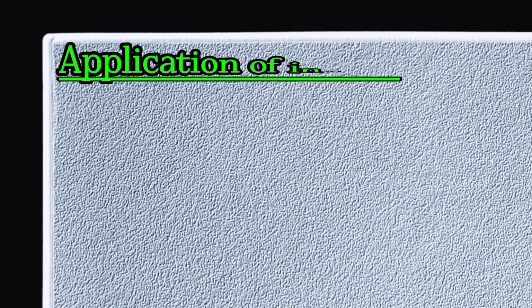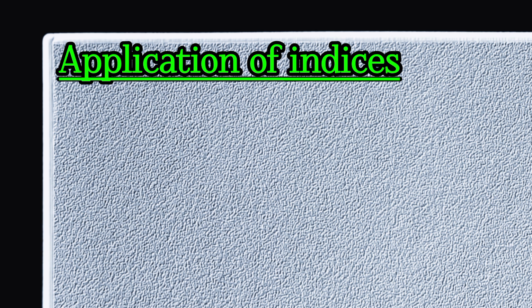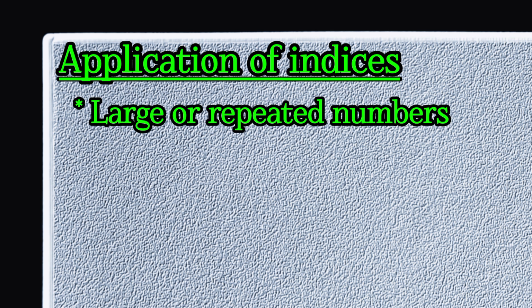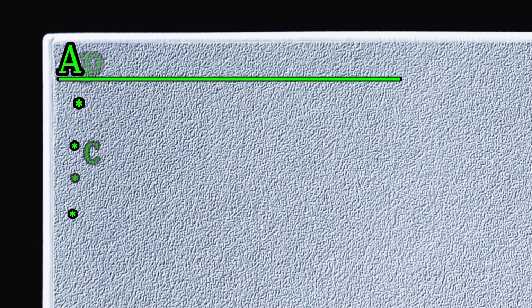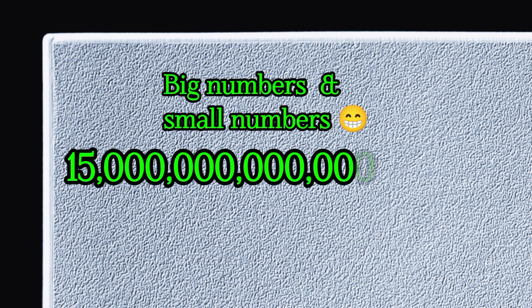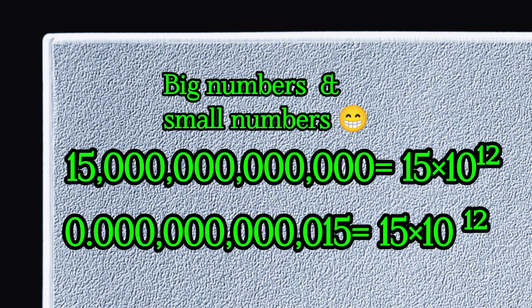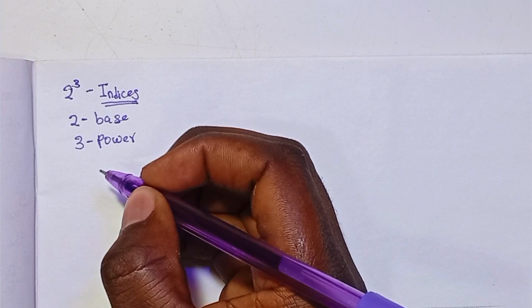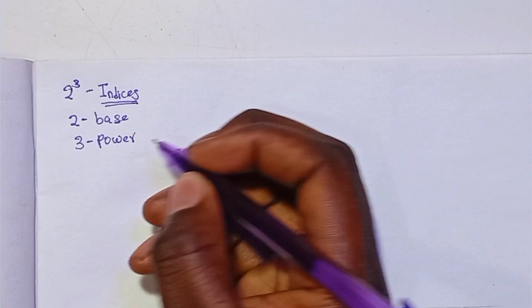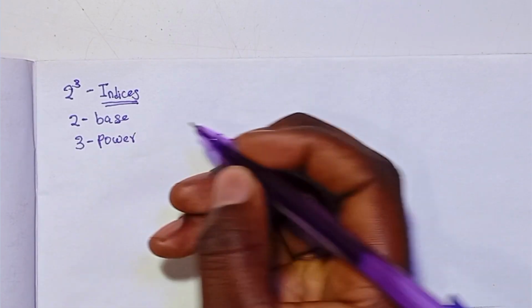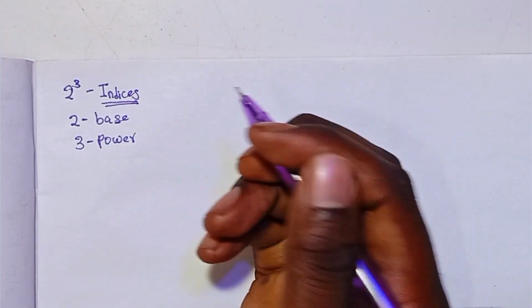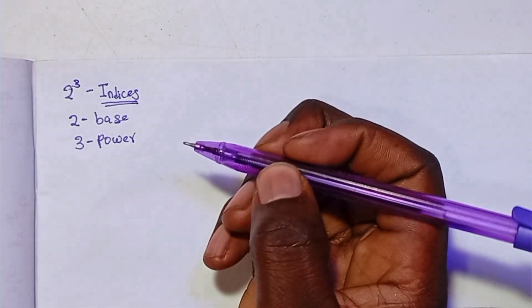So indices are used in real life when dealing with large or repeated numbers, in science when calculating population growth, in physics when working with energy, and in computers when dealing with powers of 2. They also help us represent a very big or very small number in the simplest way. So we are going to use number 2 as our base, and the power we are going to use is different, like for example 3 or 4 mostly, so that we can see it in examples.